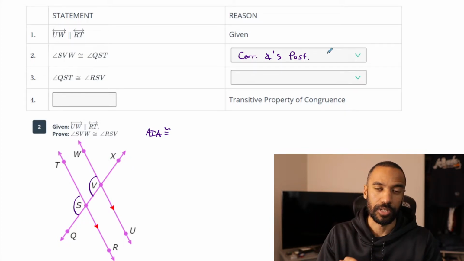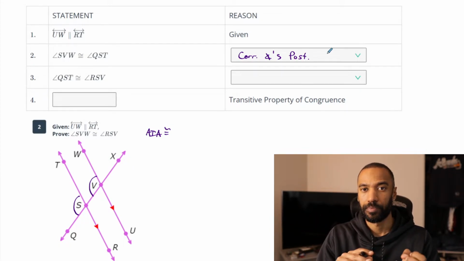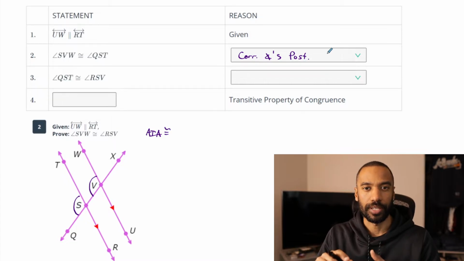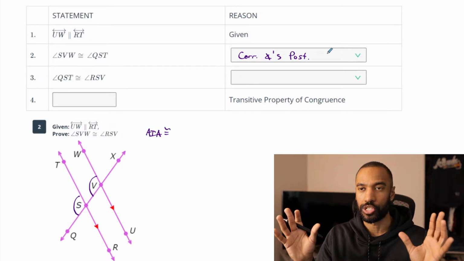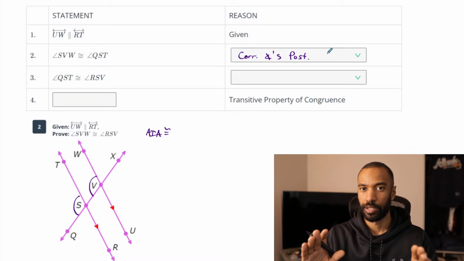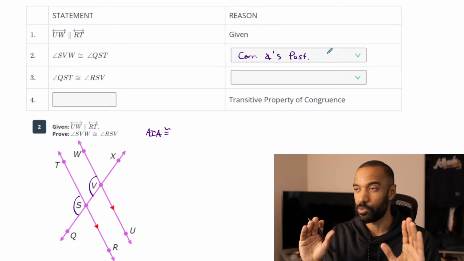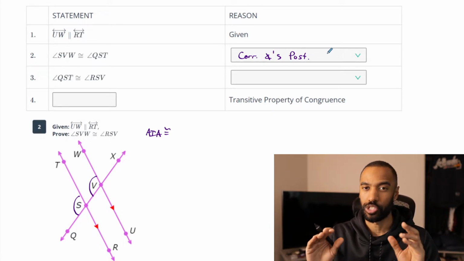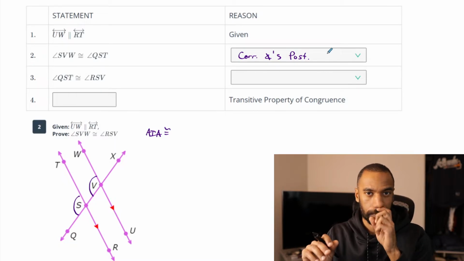Because this is a postulate and those are theorems. What's the difference? A postulate is a statement that is just accepted truth. We believe it to be true. We assume it to be true. We accept it to be true.